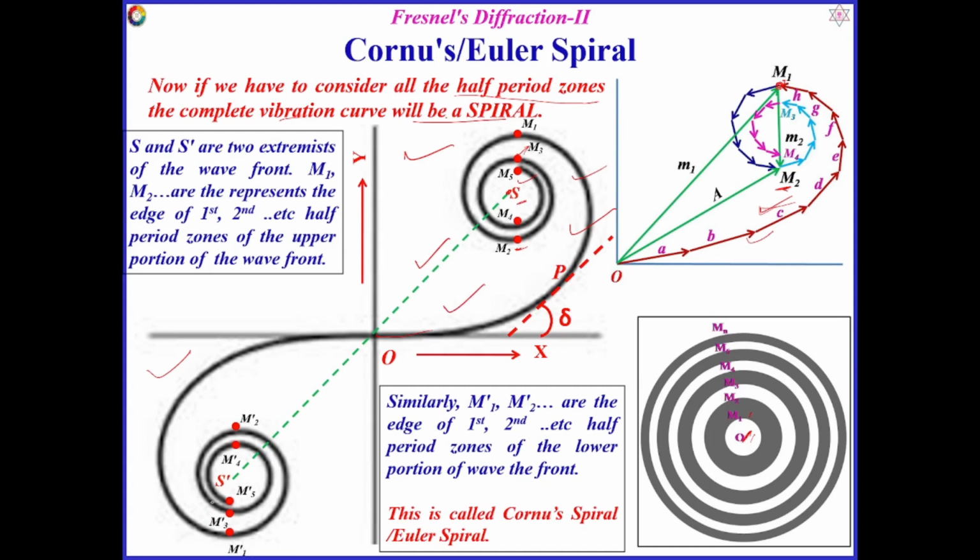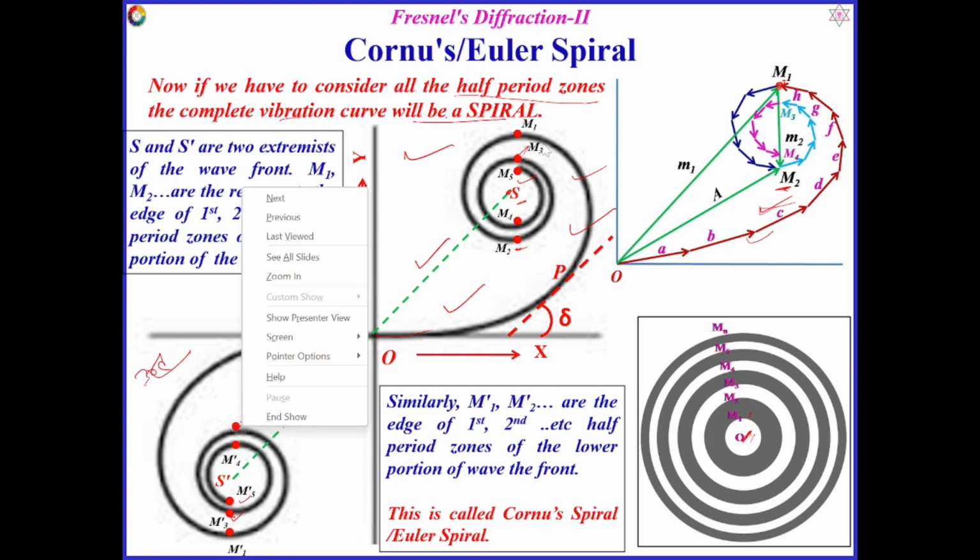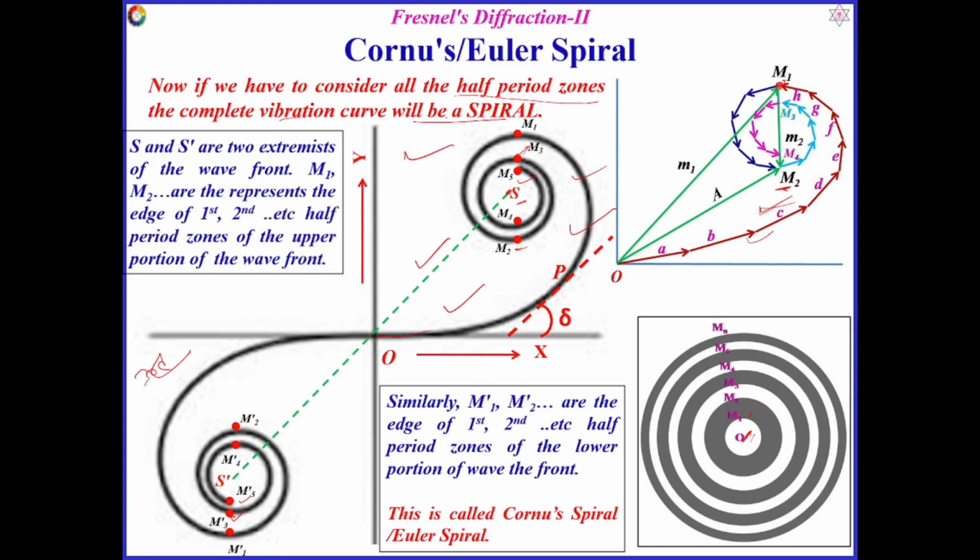It's just a mirror image that we can find in the third quadrant. In the third quadrant, see here M1 means this will be M1 dash. Here you can see M3, so this will obviously be M3 dash. Next M5, M5 dash. Here this will be M1 dash and opposite will be your M2 dash. So the entire curve is called the Cornu spiral or Euler's spiral.